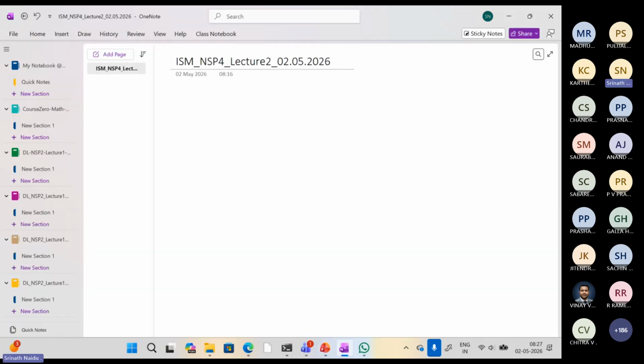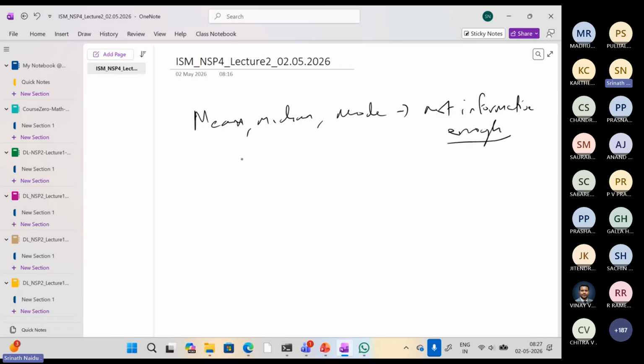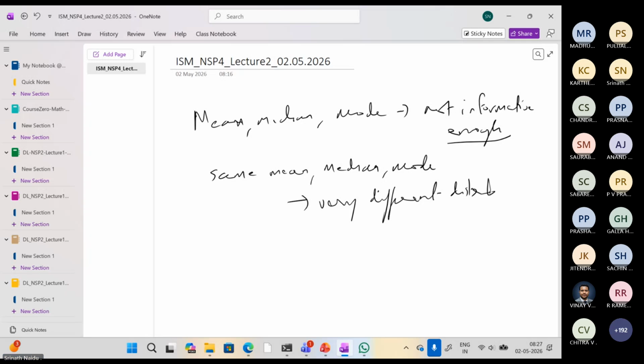So the mean, median, mode: not informative. Not informative enough, I would say. They give you some information, but not informative enough. So same mean, median, mode, very different distributions. Okay, so that's the problem.